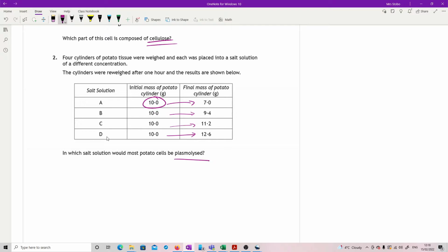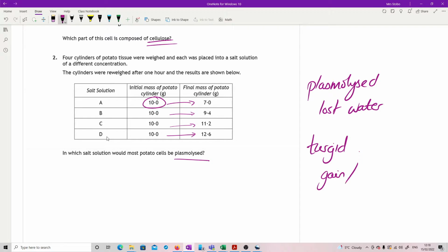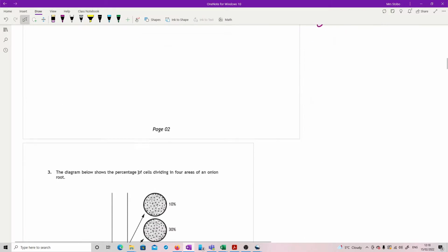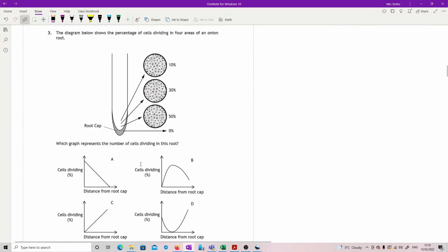Okay, so you need to know 2 terms for water balance in plant cells. You're supposed to know plasmolysed and we need to know turgid. Okay, in plasmolysed it's lost water, and in turgid it has gained, or it's at its kind of maximum level of water it can get. So I've lost mass in A and B, so these are in with a shout for plasmolysed. We're looking for most plasmolysed, so I'm looking for the biggest loss, so A. Okay, B, I had to move this slightly for this to fit.